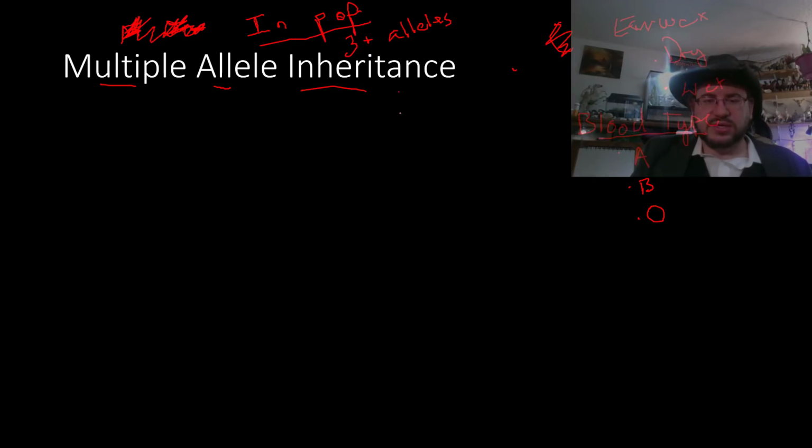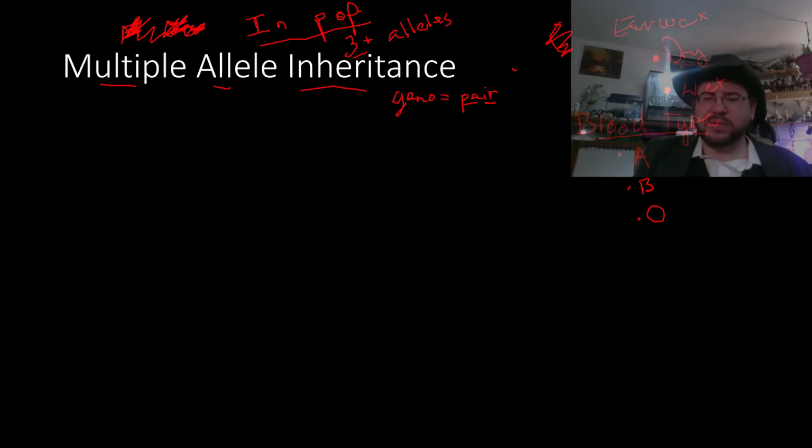Your genotype is still based entirely on the allele pair. You can only have two alleles, but in the population floating around, there are three or more variations. In blood type, in the population of humans, there's alleles for A, alleles for B, and alleles for O. With earwax in all humans in the population, you either have wet or dry earwax alleles.